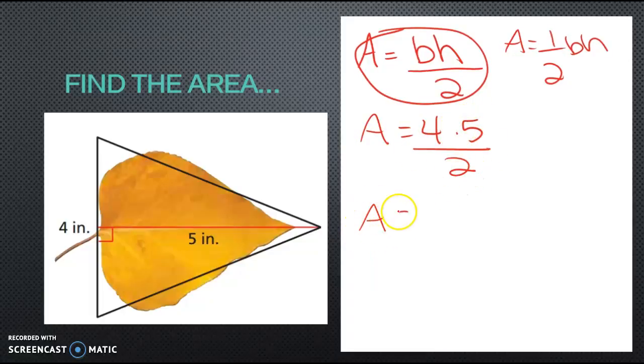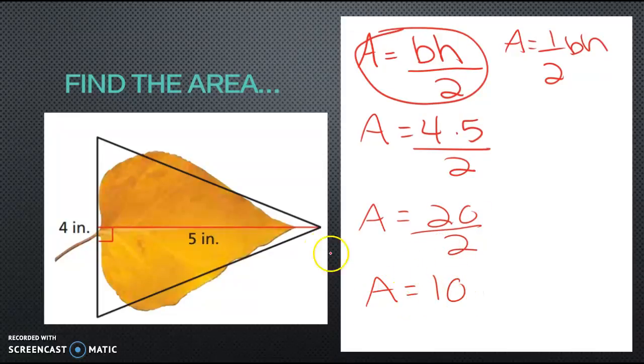So 4 times 5 gives us 20 over 2. And then we have to keep going because we can't leave it. We can still simplify it from there. 20 divided by 2 is 10. We can't forget our label is inches, and then we need to square it like we always have been doing for area. So our final answer here is 10 inches squared.